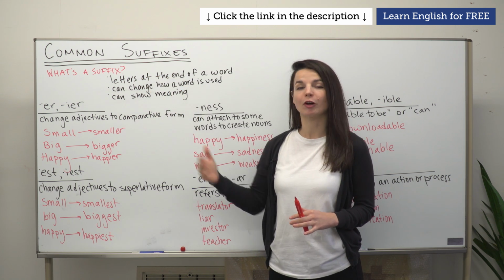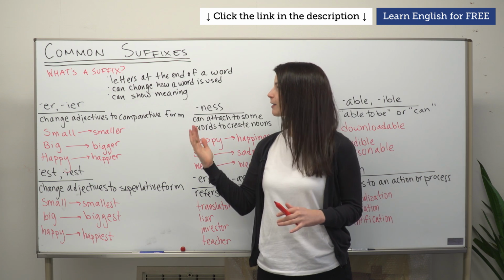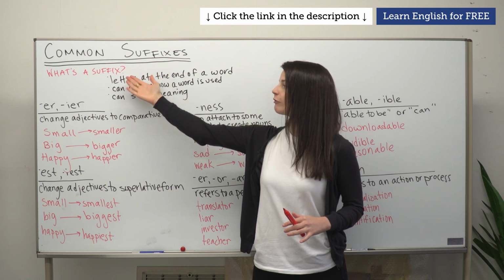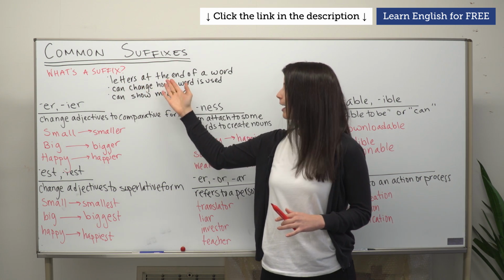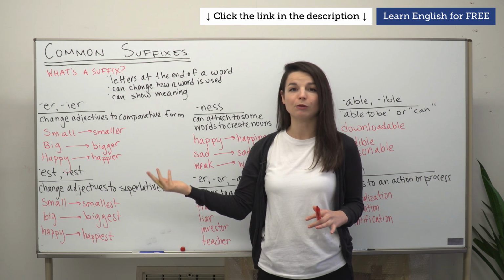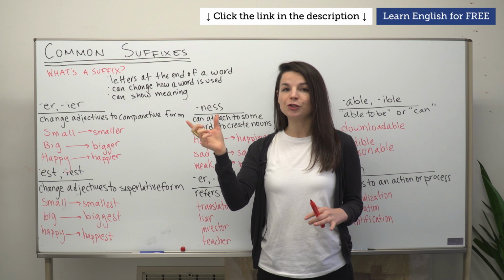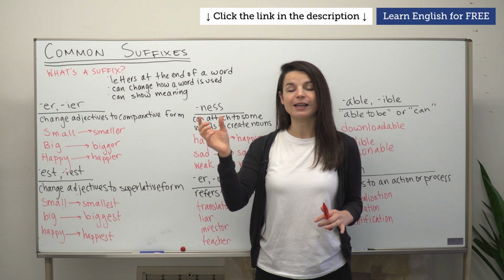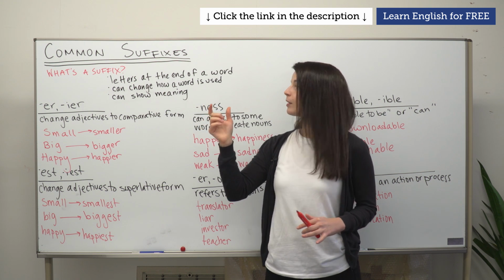Suffix, that's our key word for this lesson. So suffix. A suffix refers to the letters that come at the end of a word. These can be like 2 letters, maybe 3 or 4 letters. It's like a short group of letters at the end of a word.